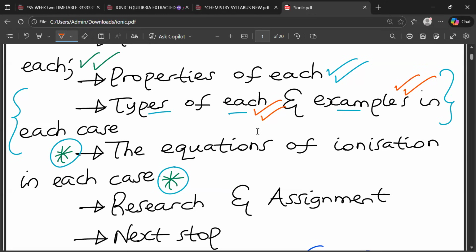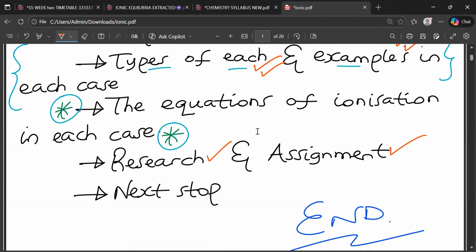Research and assignment, you already have some, and by the end, we shall have ticks. The next stop is just stated. That one has no rocket science. That means the basic guys here, equations, and that's what we are going to handle. If you understand the equations, you'll be the best chemistry student in your area, because you'll be talking of things people don't understand. You even give them work.